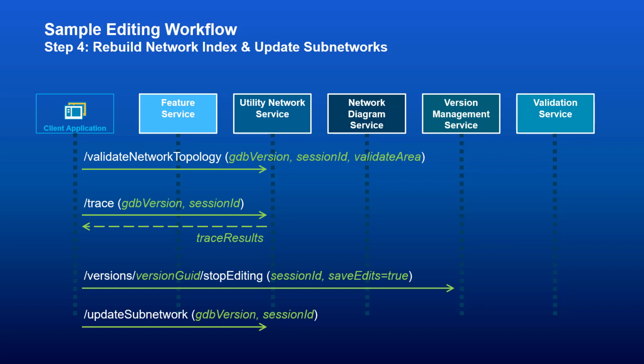Once you've stopped editing, you can then call update subnetwork, and that will go and basically update all the attributes for your subnetwork and make sure that those are clean. So you will yet again use the utility network service to do that. You will call the update subnetwork operation with your version and your session ID.